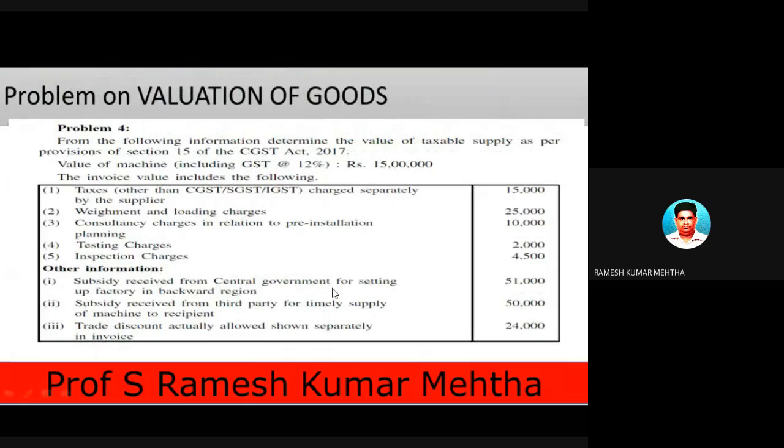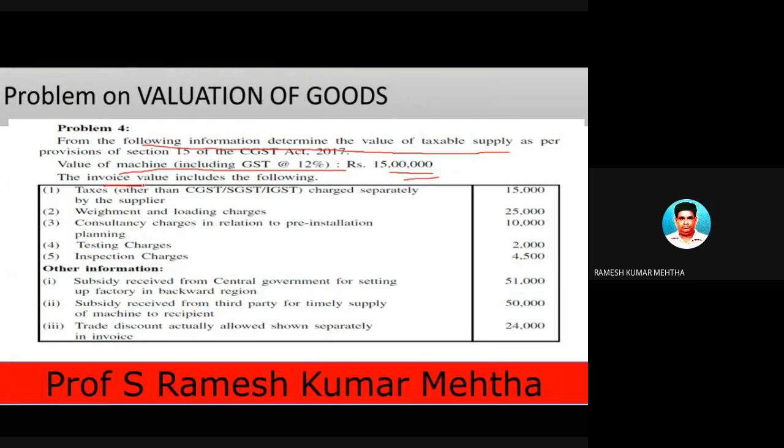Let's take the fourth problem. So this is the fourth numerical problem. From the following information, determine the value of the taxable supply. The value of the machine includes 12% GST, and 15 lakh rupees is the value of the machine.